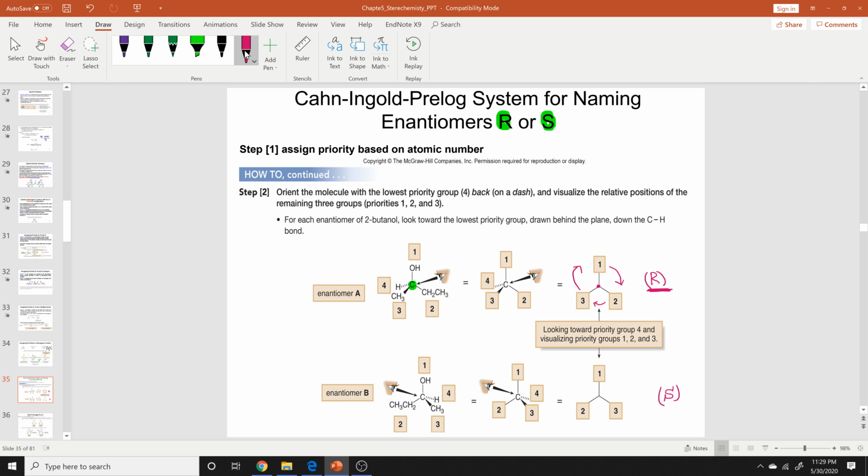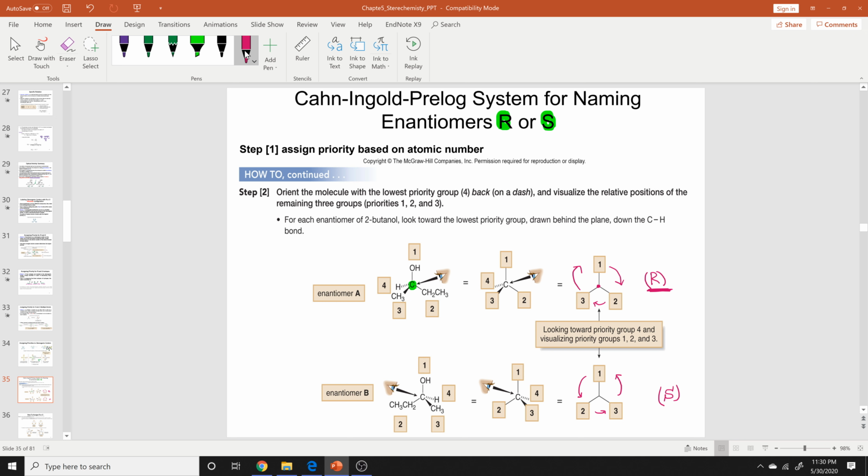Group number 4 has to be behind. And then once you locate group number 4 behind, go ahead and set your priorities in there. So I have group number 1, 2, and 3. Now I'm going this way from 1, 2, and 3, and that is going to be counterclockwise.